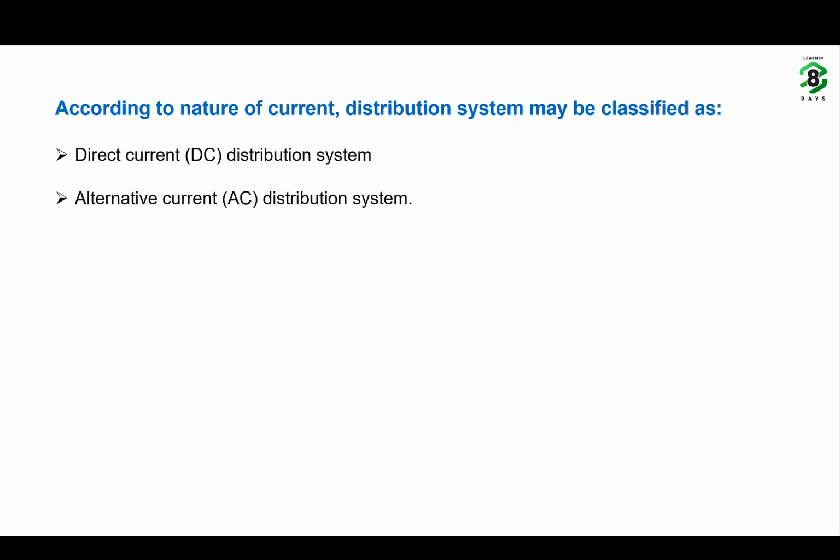DC current distribution systems and AC current distribution systems. Because nowadays all the generation, transmission and distribution is done by AC systems only. So DC distribution systems are very rare. Only for exclusive applications where you have DC motors and DC loads, you need to have a DC distribution system.